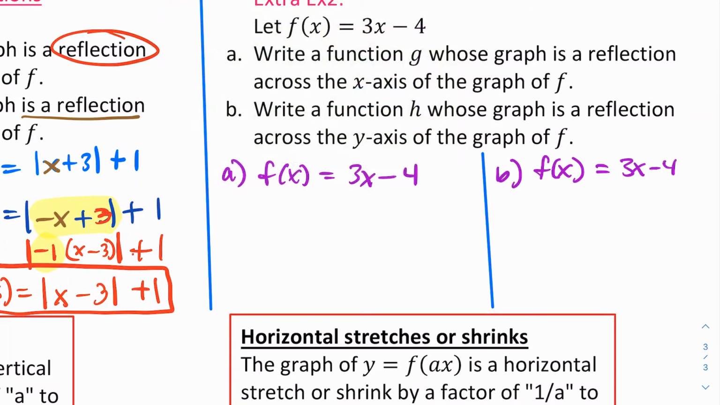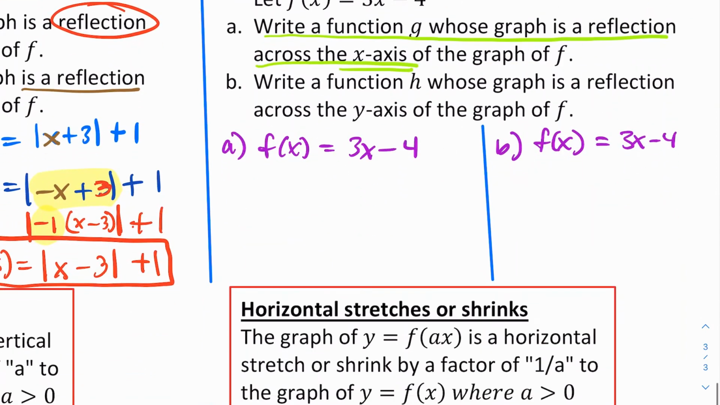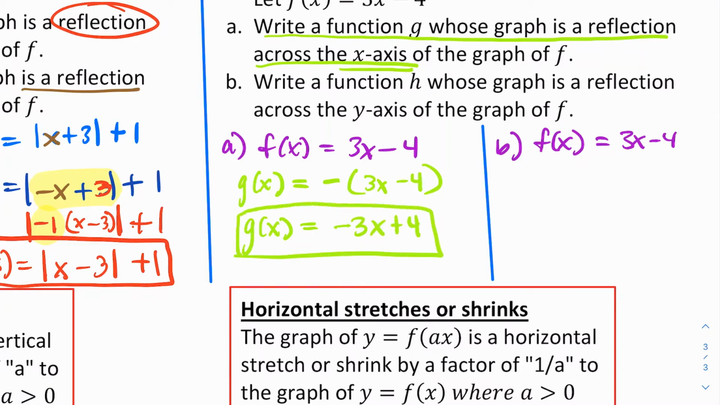For the first one, we're going to write a function g, which is a reflection across the x-axis. So again, when you have a reflection across the x-axis, it just means that the entire function is negative. So this means that for the g of x function, we take the f of x function and the entire thing becomes negative. So it becomes negative 3x plus 4. And this is just a linear equation. It just makes it a lot easier to see what's going on.